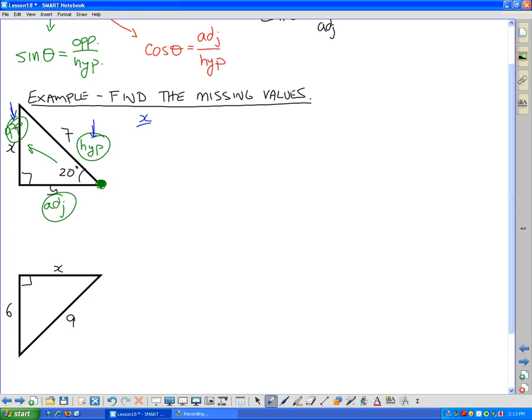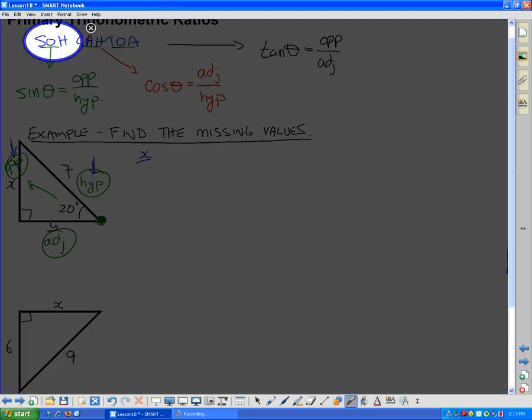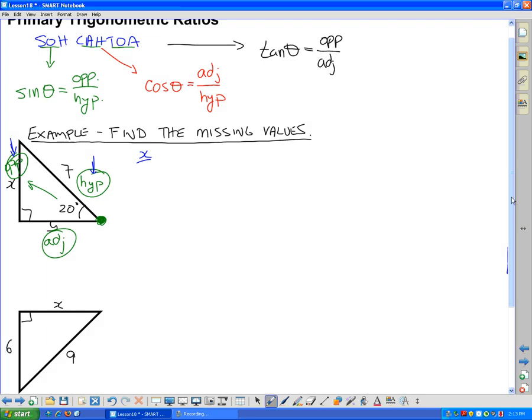So I need to use O and H. Looking at your primary trig ratios, O and H, we're going to have to use sine. So sine theta equals O over H. Sine of 20 degrees is equal to x over 7.